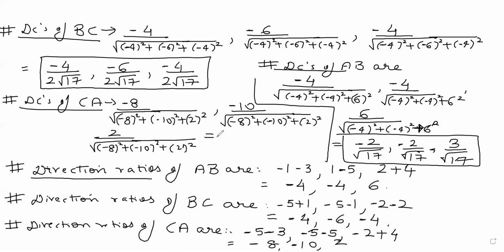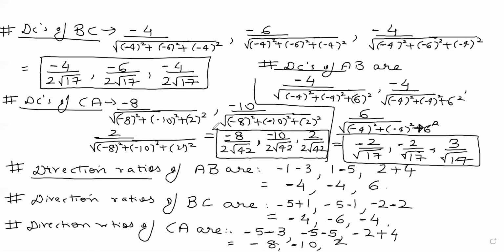So if you solve these, you get the answer as minus 8 upon 2 times the square root of 42, minus 10 upon 2 times the square root of 42, 2 upon 2 times the square root of 42. So this is my direction cosines for CA.